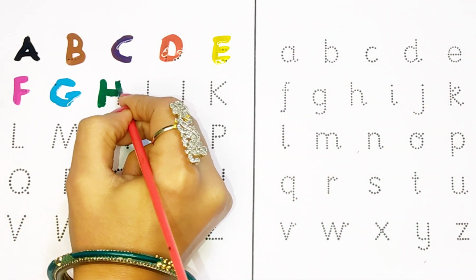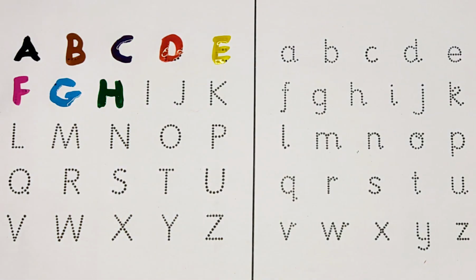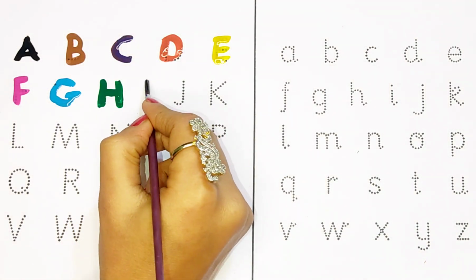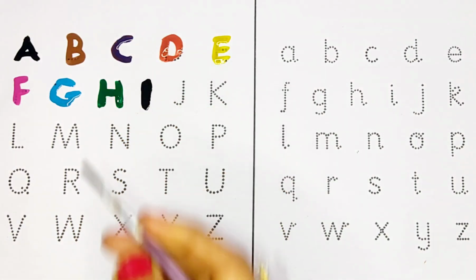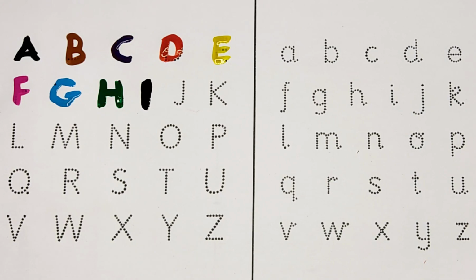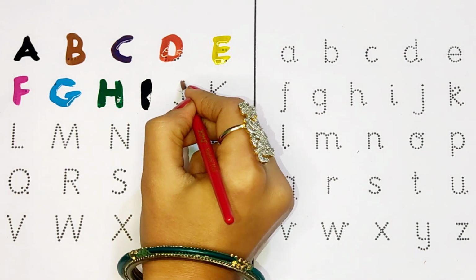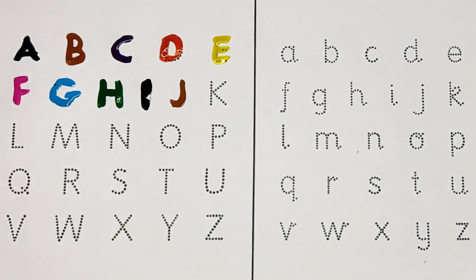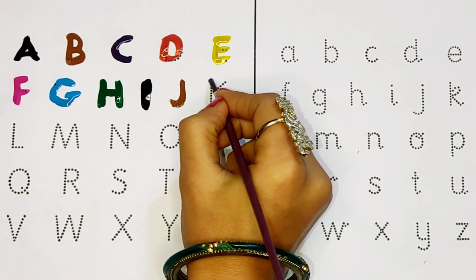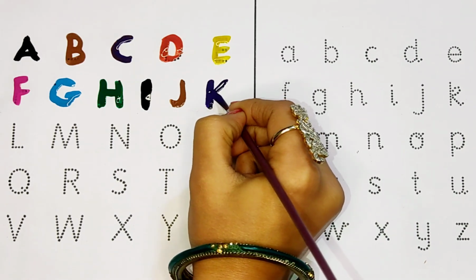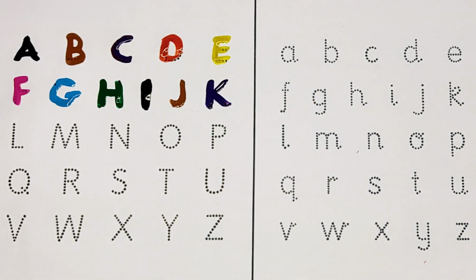H. H for hen. H for horse. I. I for ice cream. I for inkpot. J. J for jug. J for Jupiter. K. K for kite. K for king.